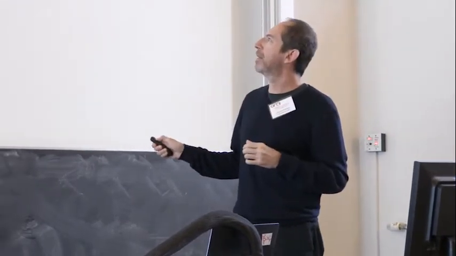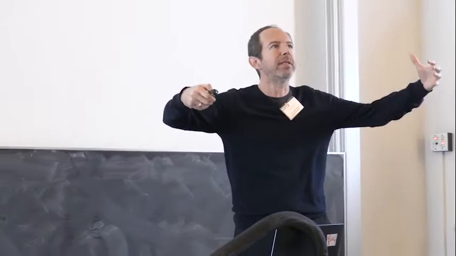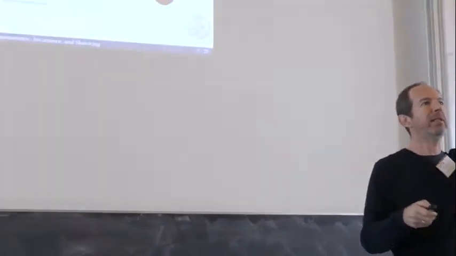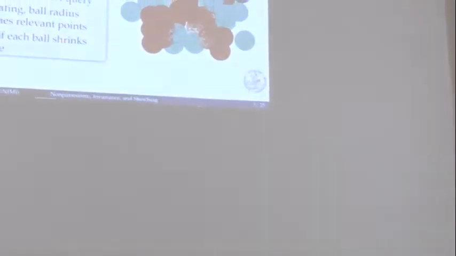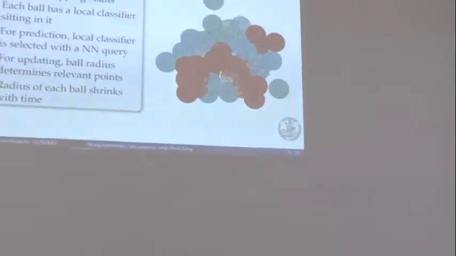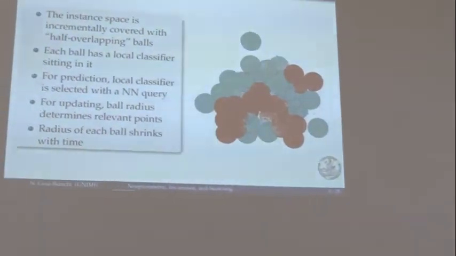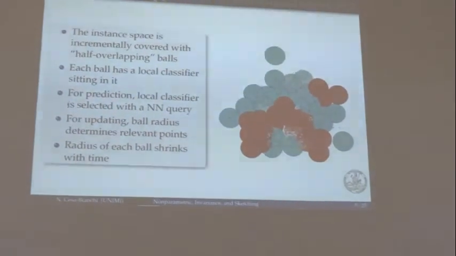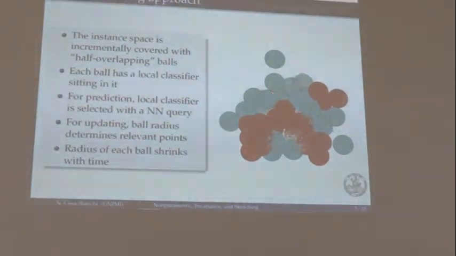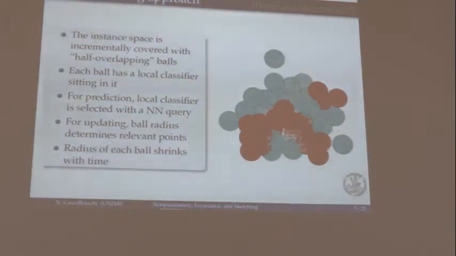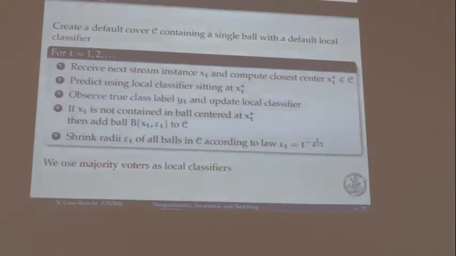And for updating, you look at all the points that you saw previously, since the problem is sequential, and that fell into the ball. And clearly, because you want to converge somewhere, and you're looking at a non-parametric class of functions, you want the radii of each of the balls to shrink with time in order to cover the space better and better. Okay, so how are we going to analyze this algorithm?